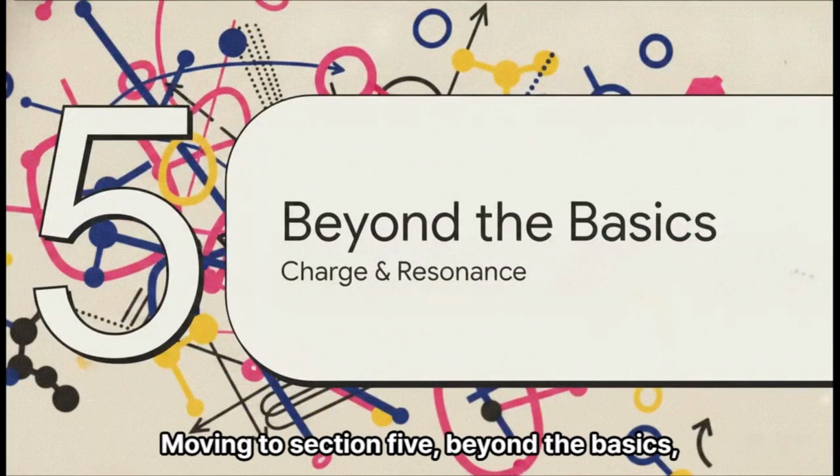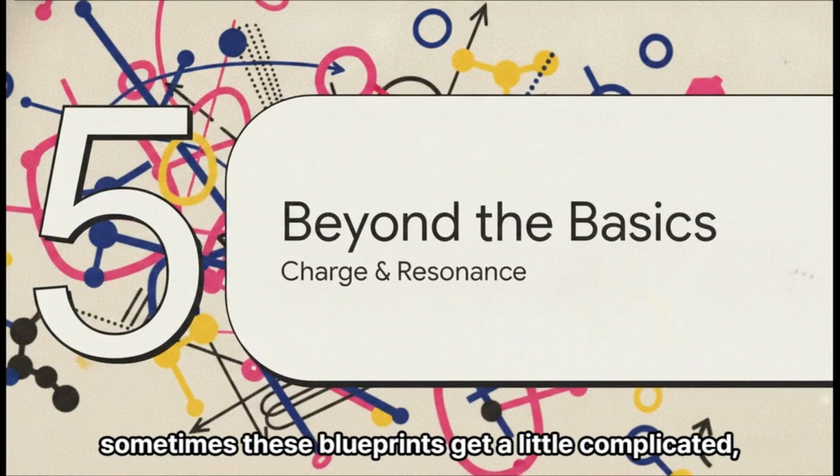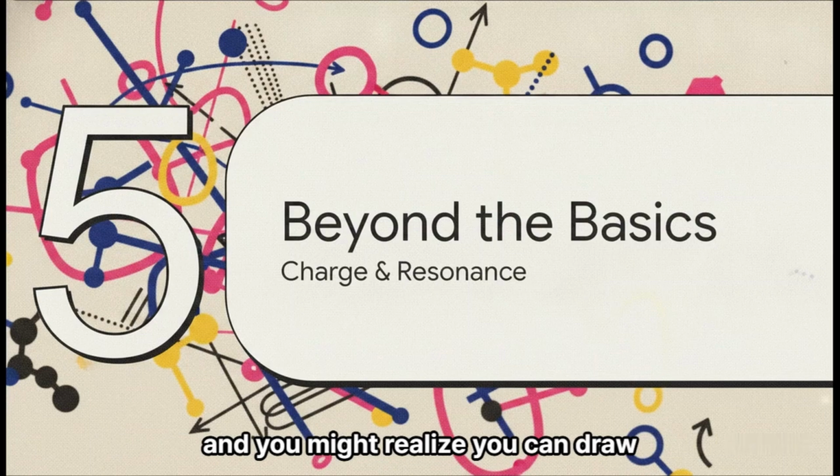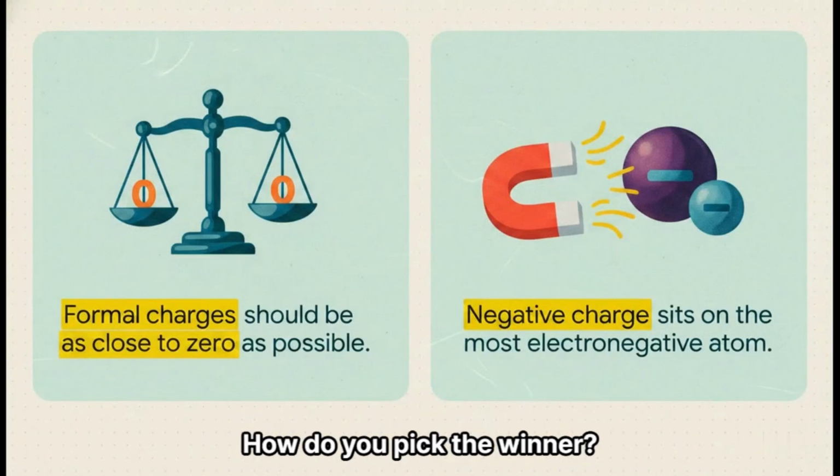Moving to Section 5, beyond the basics. Because let's be real, sometimes these blueprints get a little complicated, and you might realize you can draw more than one valid structure for the exact same molecule. So if you have multiple options, how do you pick the winner? We use a mathematical tiebreaker called a formal charge.